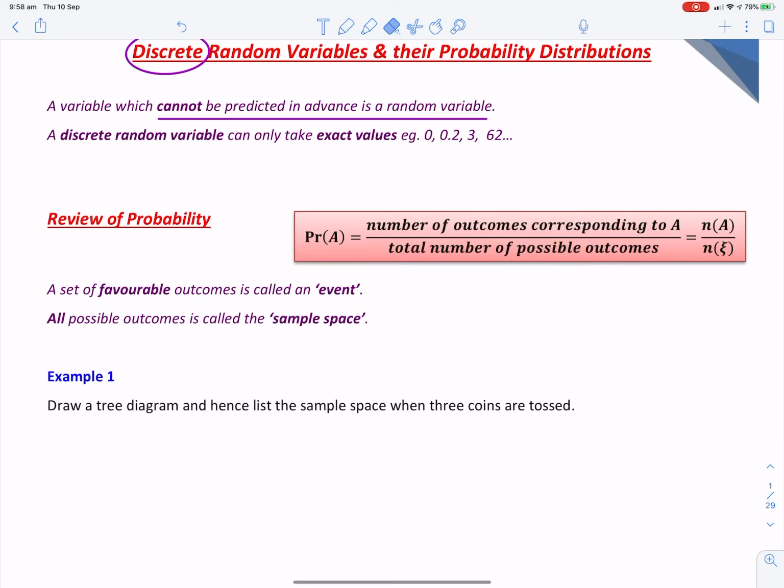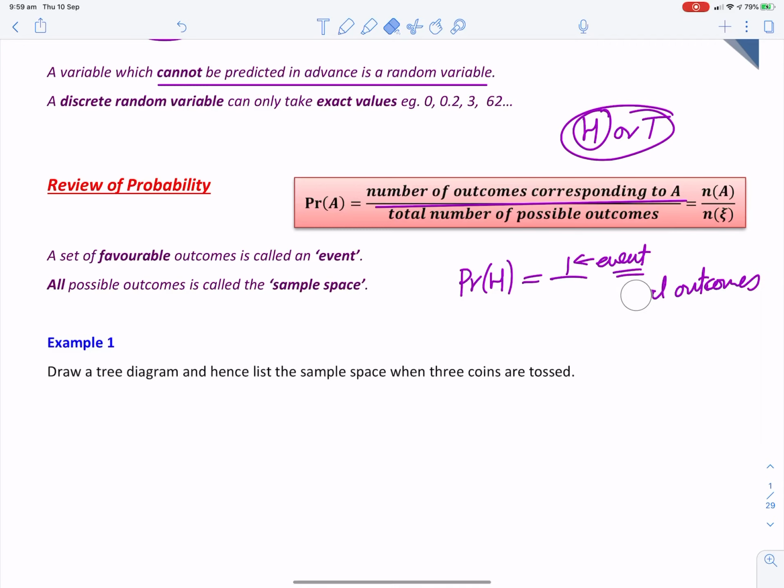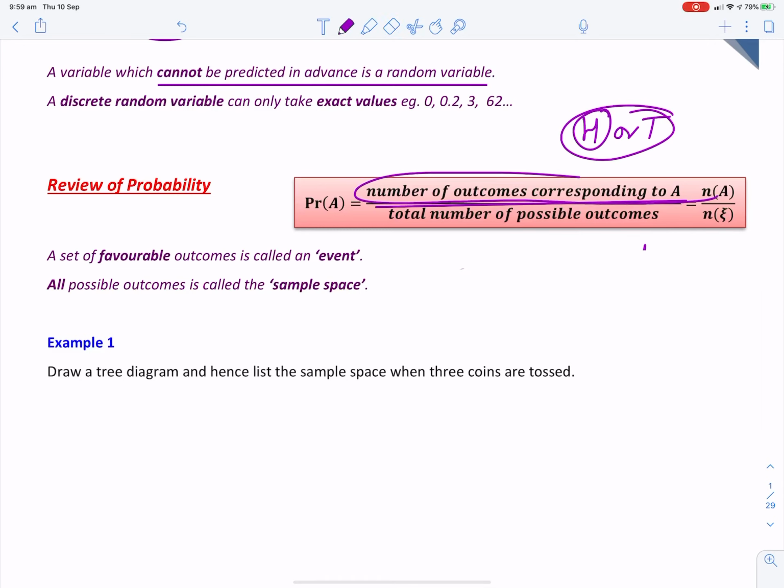If I said to you, what's the probability of getting a head when I flip a coin? If I flip a coin, I could get a head or a tail. The number of outcomes that correspond to getting a head is 1 out of the possible number of outcomes, which is 2. So this is the event, a head, and this is the total outcomes, which we call the sample space. And this is the number of them. It's not the probability. So I've summarized here, a set of favorable outcomes is called an event, i.e. our top value, and all possible outcomes is called our sample space.